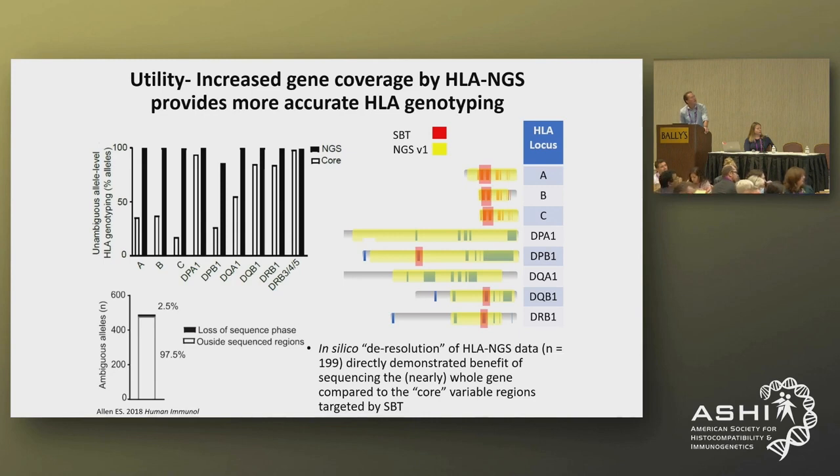Just a couple of points. Increased gene coverage by HLA-NGS provides more accurate genotyping. If we think about what is normally covered even by normal high-res DNA sequencing or by low-res, we're looking at the areas on the gene maps that are highlighted in red, versus the areas in yellow, which are what we were able to look at with NGS.